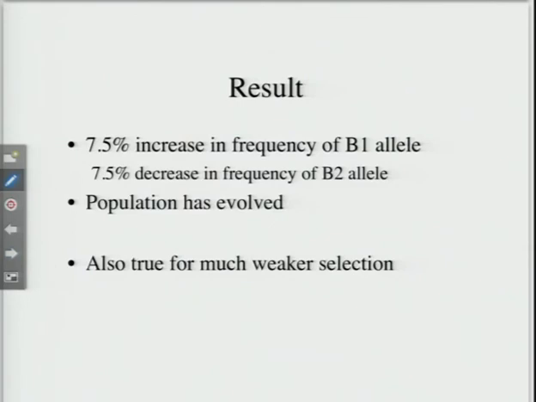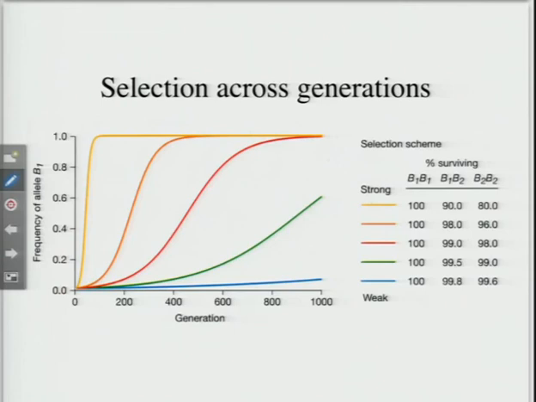So a 7.5% increase in the frequency of the B1 allele, a 7.5% decrease in the frequency of the B2 allele, and the population evolved. This, as I mentioned, is a contrived example with really, really strong selection. This is true for much weaker levels of selection. There's this nice graph where you can compare the frequency of the B1 allele over 1,000 generations, like in the mutation graph, depending on how strong the selection is.